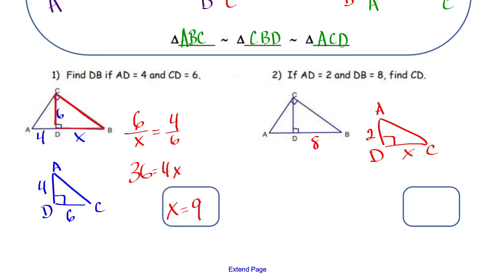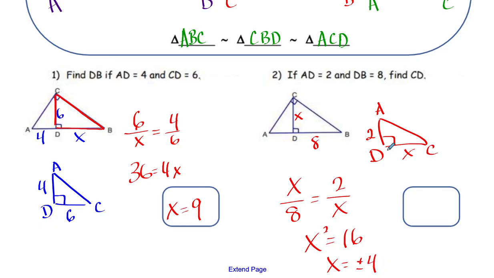Now I have enough to set up my proportion. I can compare 2 to x and x over 8. Those have to be the same. So I'm going to cross multiply and get x squared equals 16. When we do the square root of this, technically this could be a positive or a negative version of that. X could be positive or negative 4. Problem is, when we're talking about a side length here, we can't deal with that as a negative. You can't have a negative distance. So x just has to be positive 4.